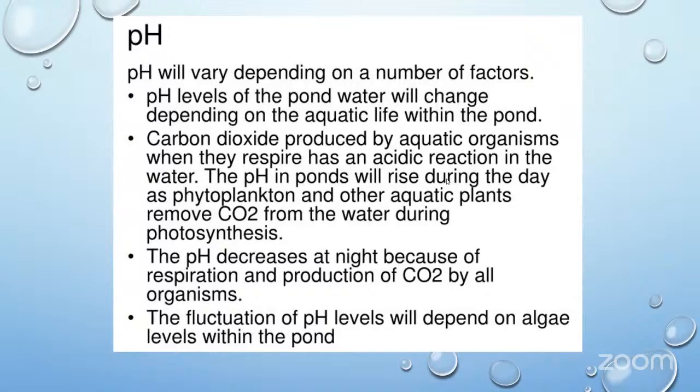pH levels of the pond water will change depending on the aquatic life within the pond. Carbon dioxide produced by aquatic organisms when they respire has an acidic reaction in the water. The pH in ponds will rise during the day as phytoplankton and other aquatic plants remove CO2 from the water during photosynthesis. The pH decreases at night because of the respiration and production of CO2 by all organisms. The fluctuation of pH levels will depend on algae levels within the pond.